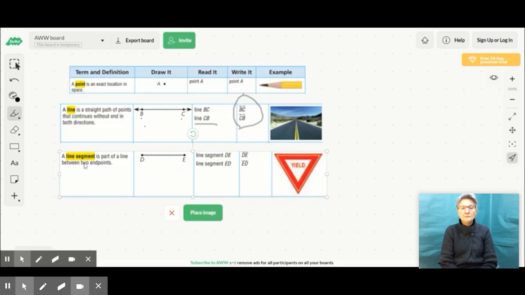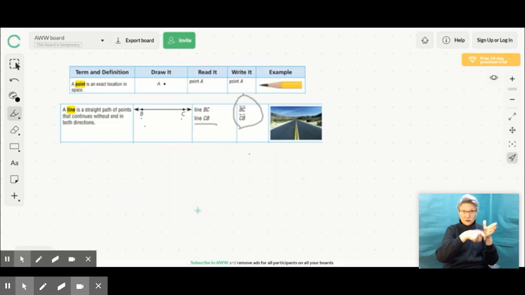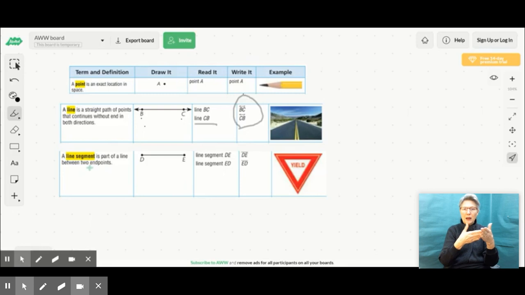Our definition on our chart says a line segment is part of a line between two endpoints. So this line segment is DE. To read this, we'd say line segment DE or line segment ED. It doesn't matter which way we say it because it's that line segment. It doesn't have a specific direction.